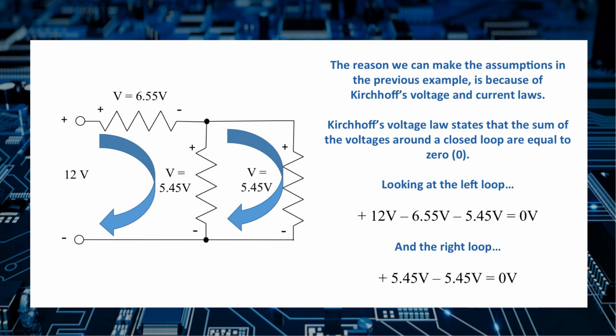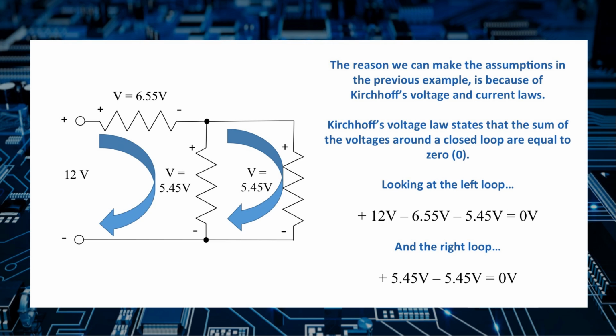So if we consider the example that we just worked through, there are two loops, one on the left side and one on the right. And to apply Kirchhoff's voltage law, every time we go from minus to plus, we add, and every time we go from plus to minus, we subtract. So starting at the battery on the left loop, we go up through the 12 volts from minus to positive, and that's plus 12 volts. And then we go from plus to minus on the resistor, 6.55 volts. So we get 12 volts minus 6.55 volts. And since there's only one other component in the circuit, the remainder has to be there.